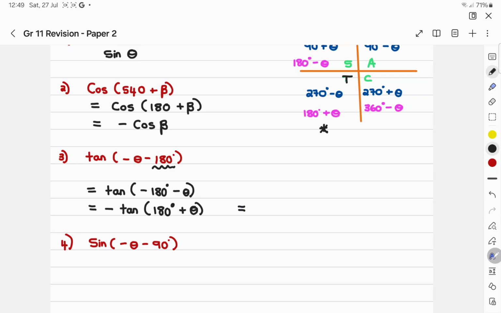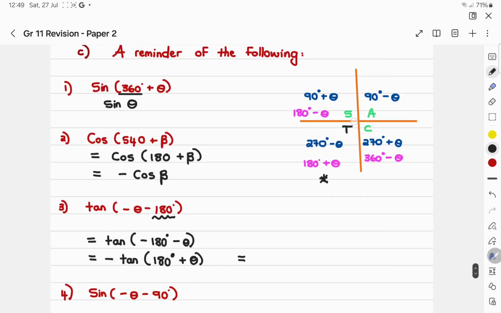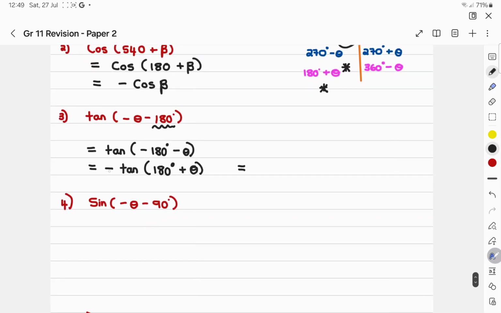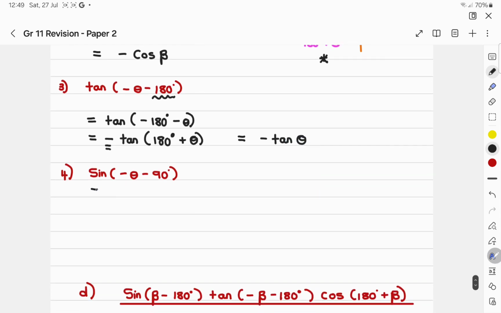And now you can see 180 plus is over here. Tan is positive in the third quadrant. So positive times that little negative over there will still stay a negative tan theta. Okay. Over here as well, I would like to first write down the number, which is negative 90 minus theta.